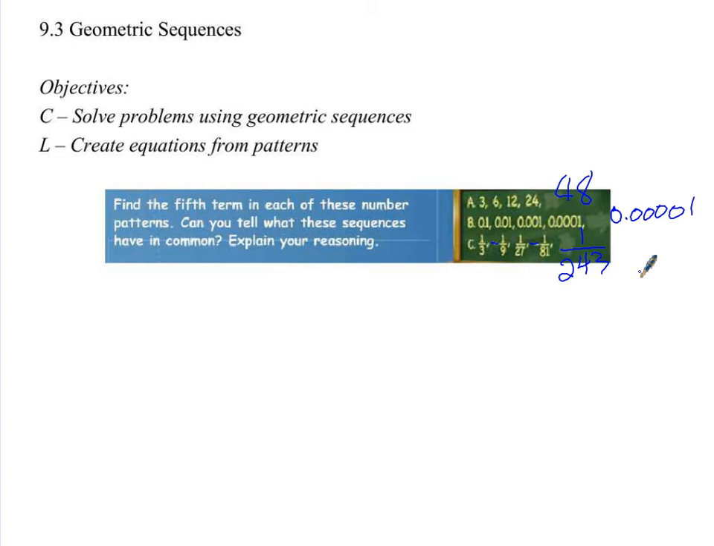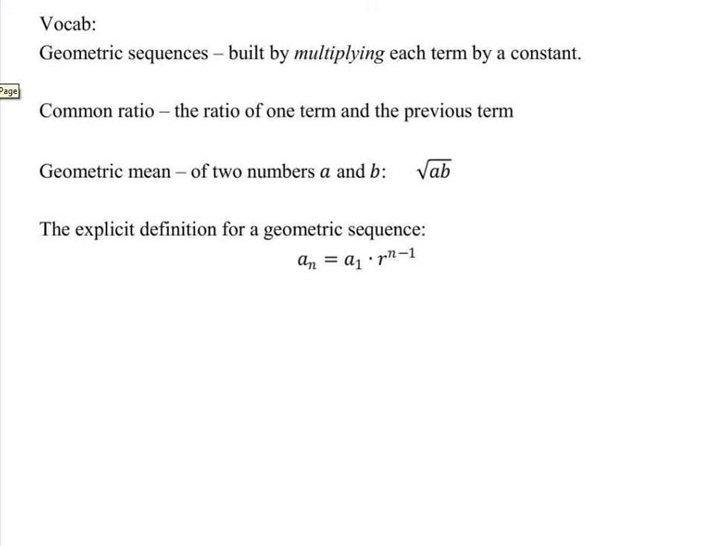That's a geometric sequence. If you multiply by the same amount each time, rather than adding or subtracting the same amount each time, then you're dealing with a geometric sequence. And that's what this whole section is about. So, geometric sequences are built by multiplying each term by a constant. That constant that you're multiplying each term by each time is called a common ratio. And we use the letter r for common ratio. The ratio of one term and the previous term. If I take one term and I divide it by the term before it, and I reduce that fraction down, that gives me the common ratio.